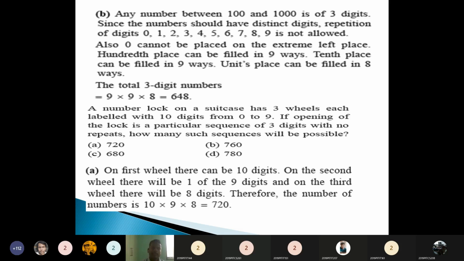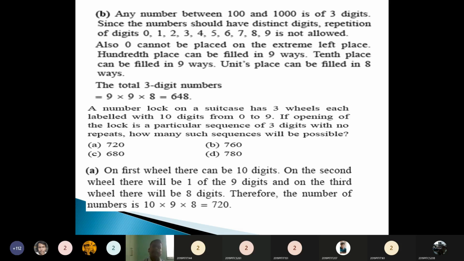That you try it. Okay, so for this extension, one more problem. The number lock on a suitcase has 3 wheels. Number lock, what is it? 3 wheels, each labeled with 10 digits from 0 to 9. You all know this well-known concept. 3 wheels will be there to change the numbers. So in total, 10 digits: 0, 1, 2, 3, 4, and so on up to 9.